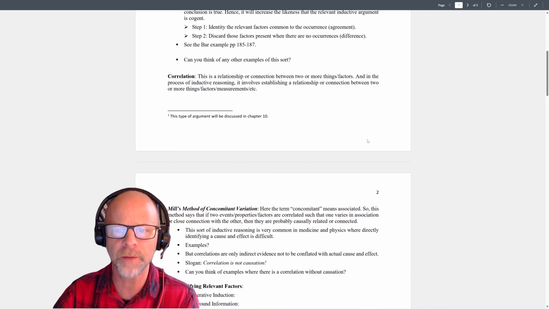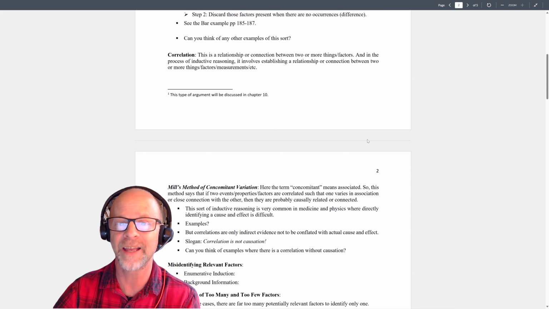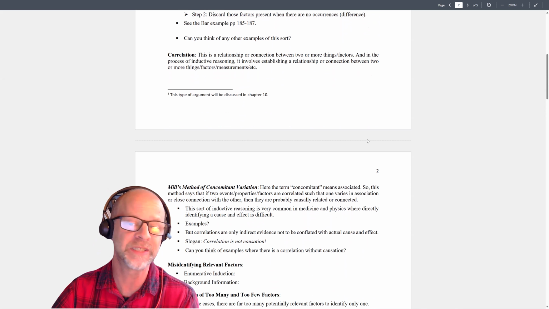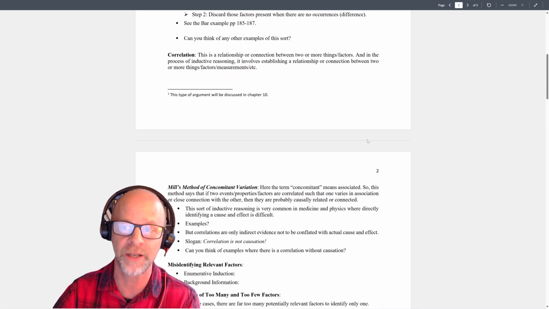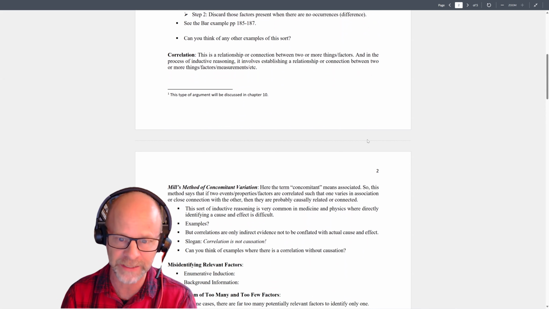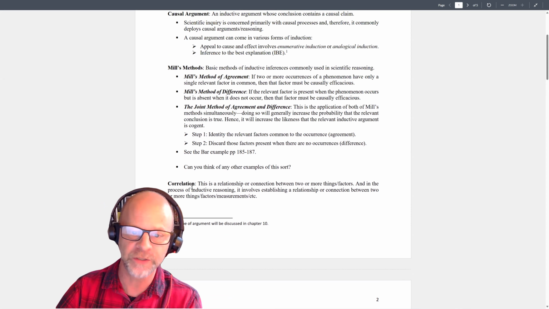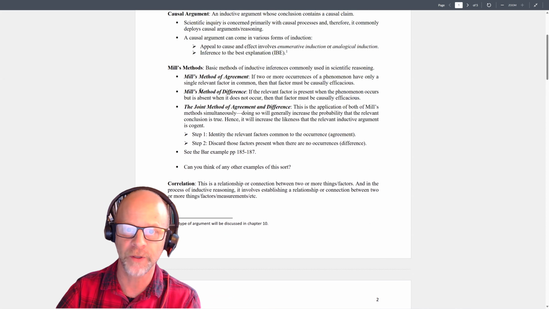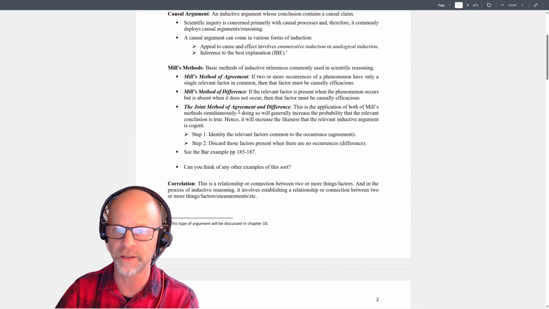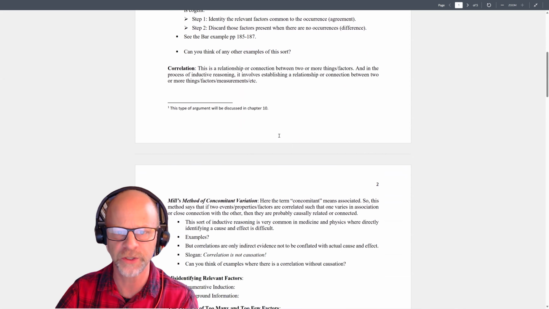Right? This is a relationship or a connection between two or more things or two or more factors. And in the process of inductive reasoning, it involves establishing that sort of relationship or connection between two or more things or factors or measurements or whatever it might be. But notice that correlation is not the same thing as causation, right? We need to keep this distinct in our minds. But clearly, it's helpful to think about this notion of correlation as it relates to Mill's method of agreement, method of difference, and then the method of agreement and difference, right? So we'll come back to this point about correlation momentarily.